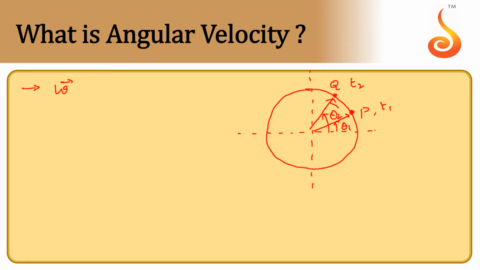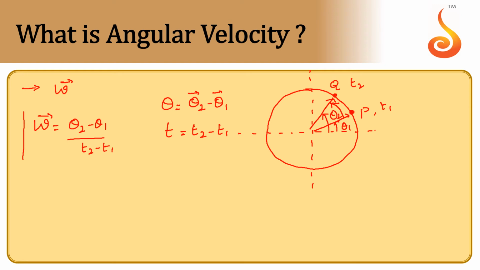Therefore, the actual angular displacement during time t1 to t2 would be theta 2 minus theta 1. That means the change in angular displacement. And the time duration from point P to Q will be t2 minus t1. Therefore, angular velocity can be calculated as change in angular displacement by time, therefore, theta 2 minus theta 1 by t2 minus t1. This is the angular velocity formula.